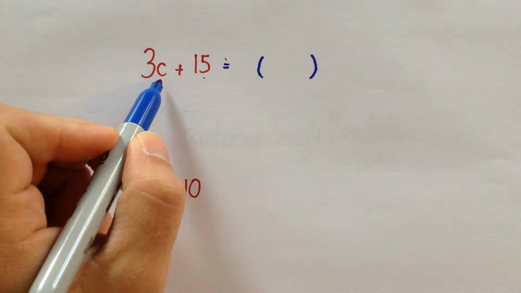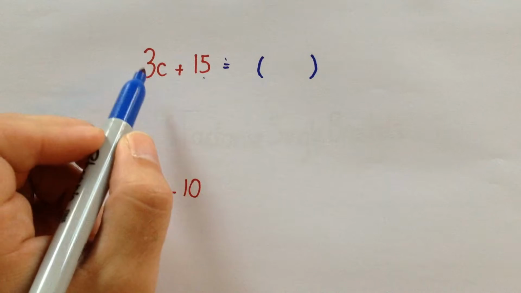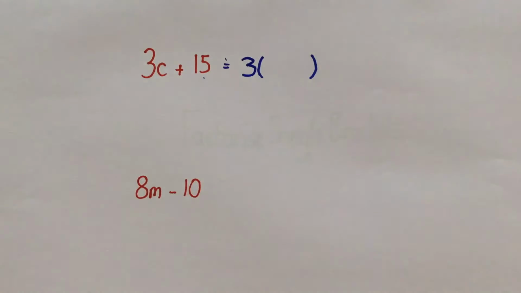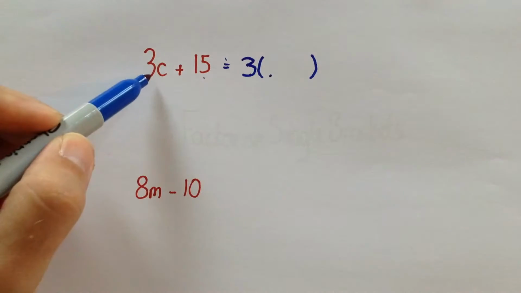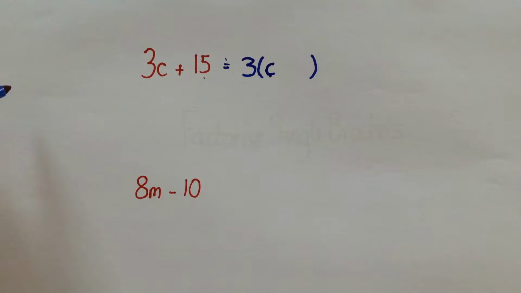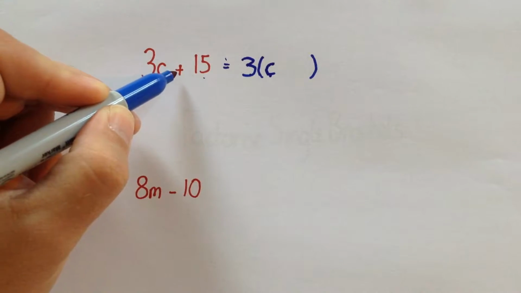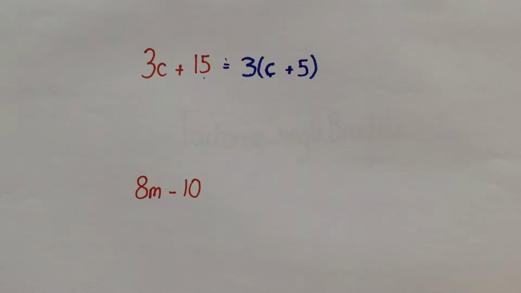So here, because there is only a letter on the first term, we know that it's going to be a numerical factor. The highest common factor of 3 and 15 is 3. So in other words, the biggest number that has both 3 and 15 in its times table. In order to work out what goes inside the bracket, we think 3 times what would make that 3c. Well, 3 times c makes 3c. And then 3 times something makes positive 15.